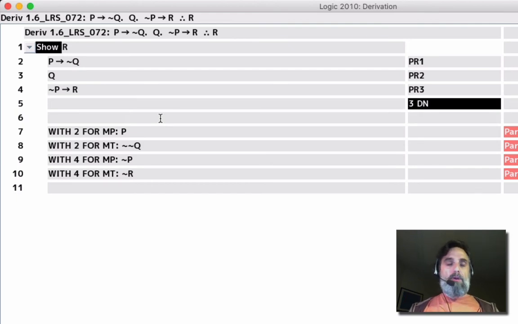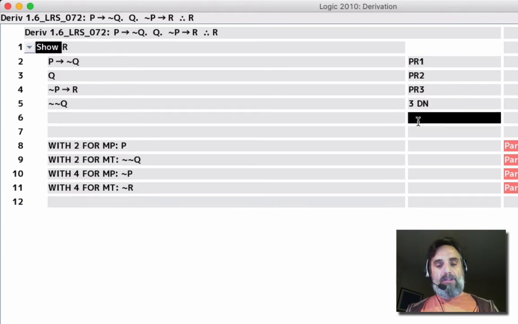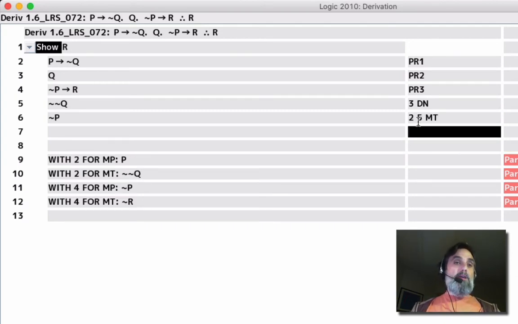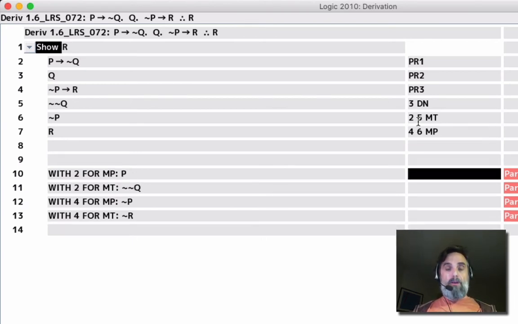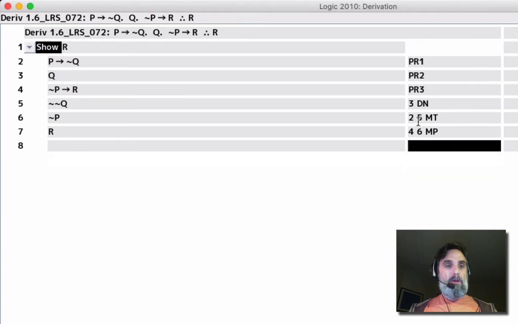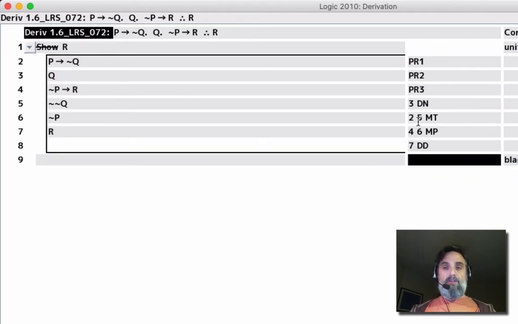So we're going to do double negation on line 3, which gives us negation, negation Q, and then we can put that together with 2 with 5. So we can say 2, 5, MT, because 5 is the negation of the antecedent of line 2. Okay, there's negation P. Oh, we can use that with line 6 to get MP. Now we have R. Oh, R is what we wanted. Good. We can get rid of these now, and we'll go ahead and say 7 DD. And our derivation is correct.